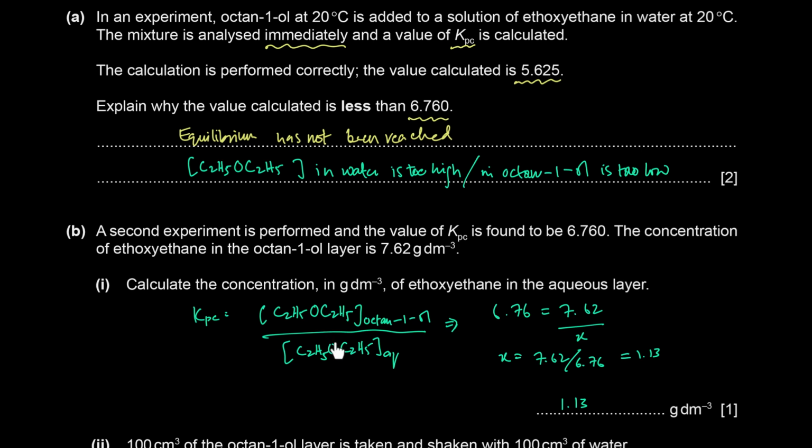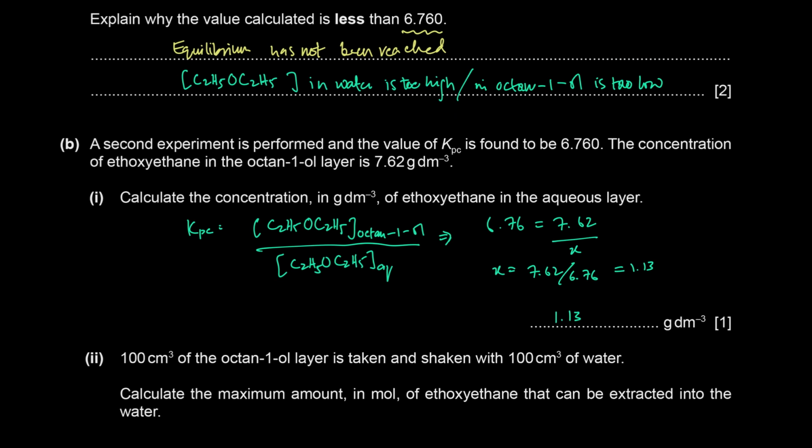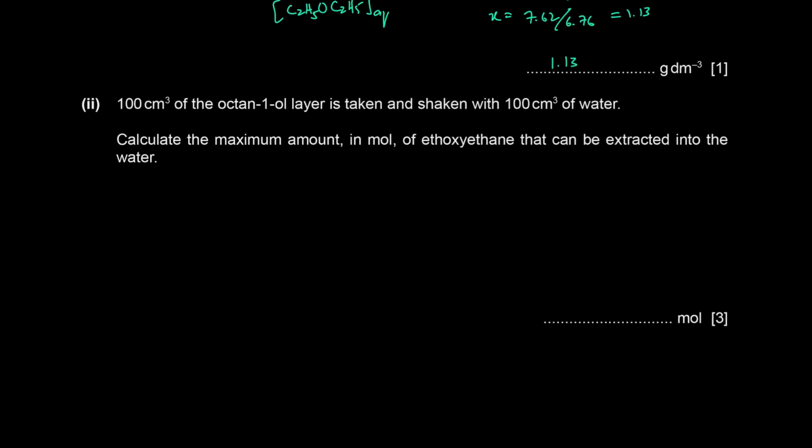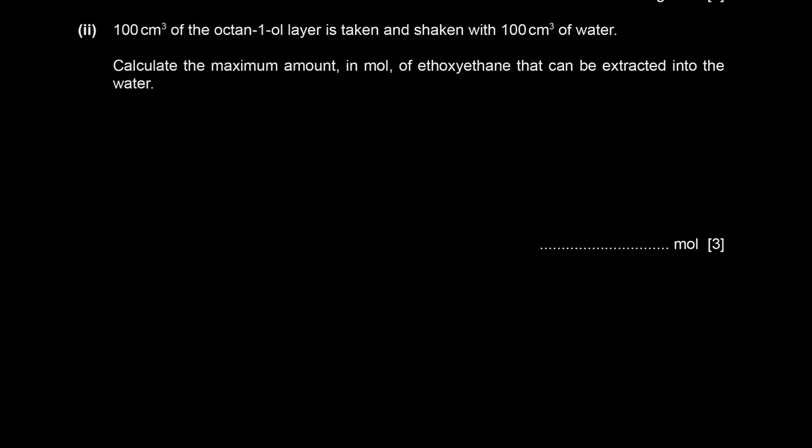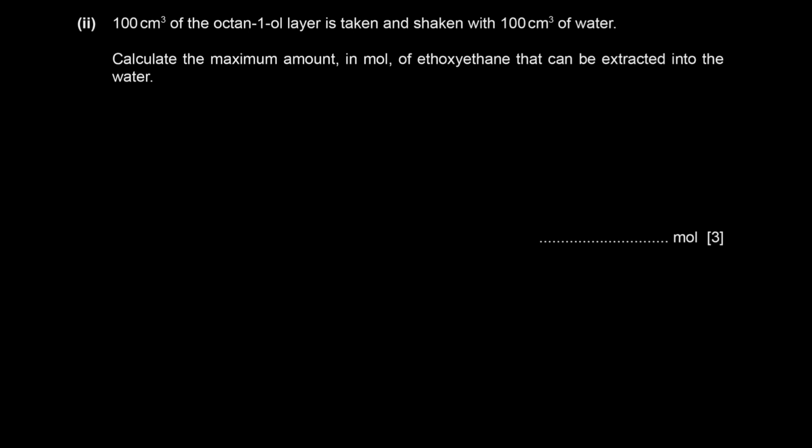Again, you don't have to convert this to moles per decimeter cube as long as the units in the numerator and the denominator are the same, since you're just taking a ratio. All right. 100 centimeter cube of the octan-1-ol layer is taken and shaken with 100 cm cube of water. Calculate the maximum amount in moles of ethoxyethane that can be extracted into the water.